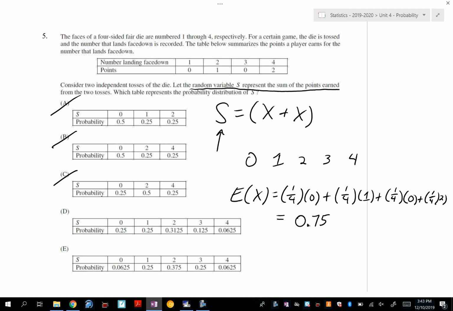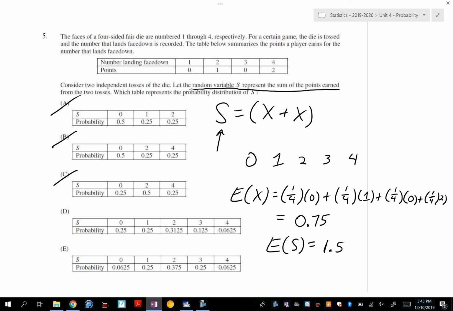2 rolls, right? So I roll it, I expect to get 0.75. I roll it, I expect to get 0.75. So what is my expected value for S? Very good, it's 1.5. You add them together. And you're allowed to do that for means. Does it ask for the standard deviation? No, because then I'd be doing a lot of different stuff.